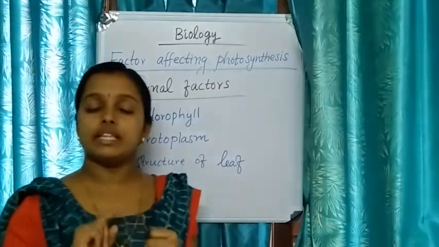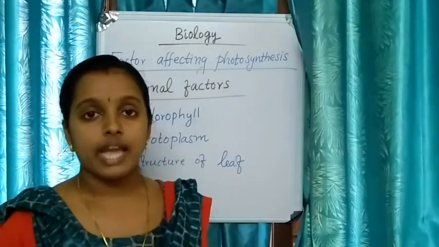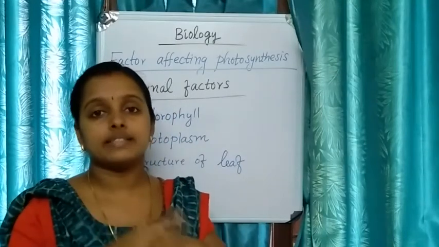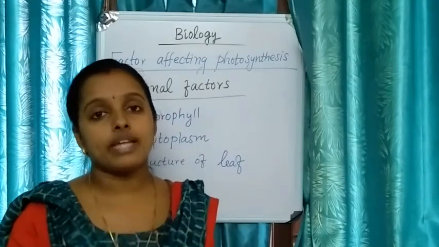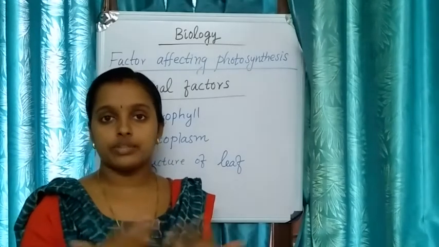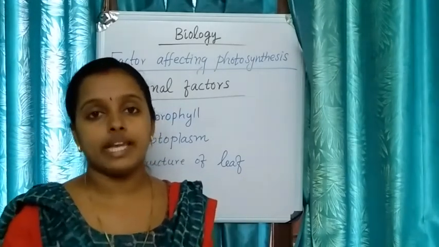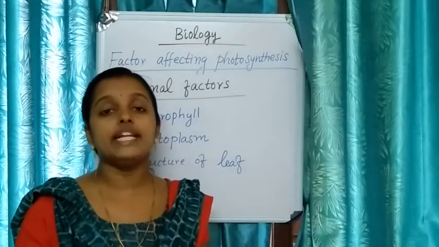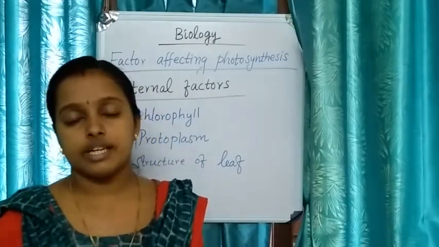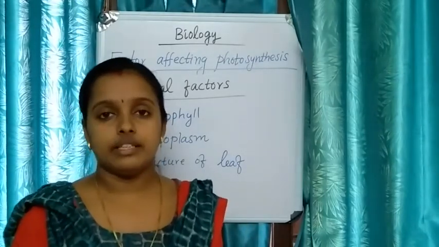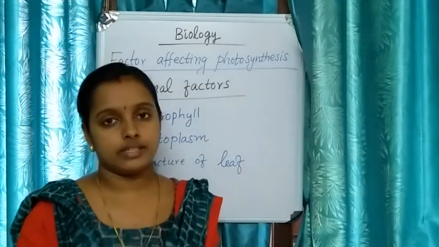because the leaf will be very thin, and the surface area will be more. More chloroplasts we can see on the upper surface of the leaf and more stomata on the lower surface, to reduce transpiration. More stomata we can also see for the easy diffusion of carbon dioxide. So these are the internal factors which affect the rate of photosynthesis.